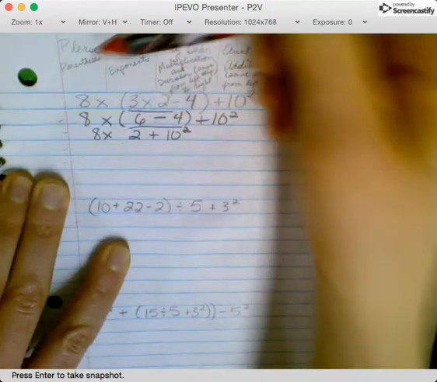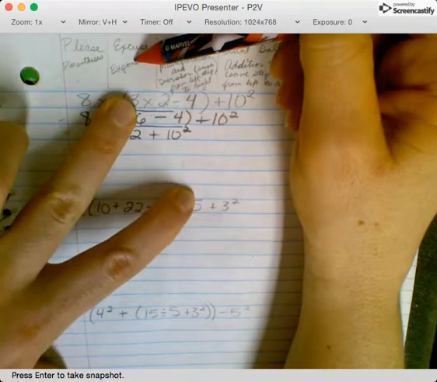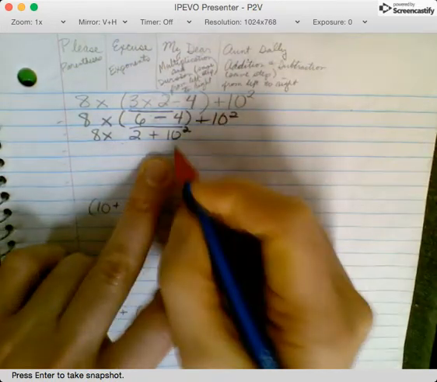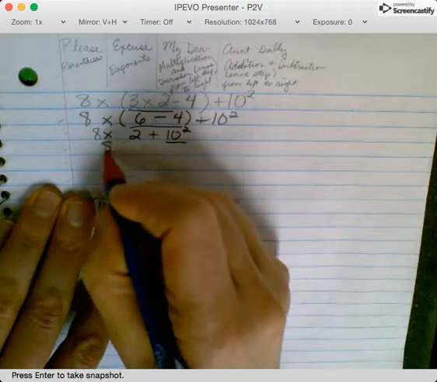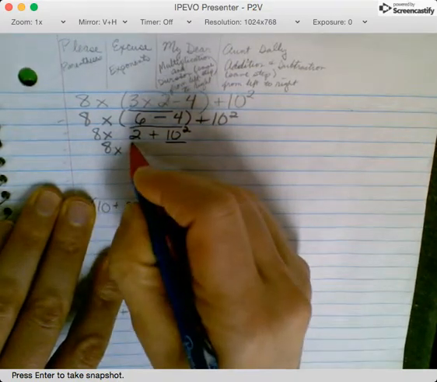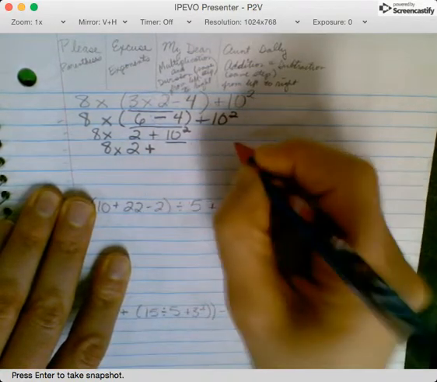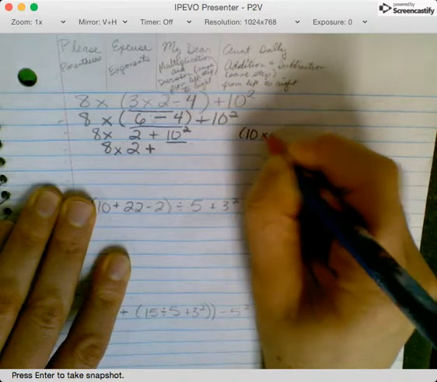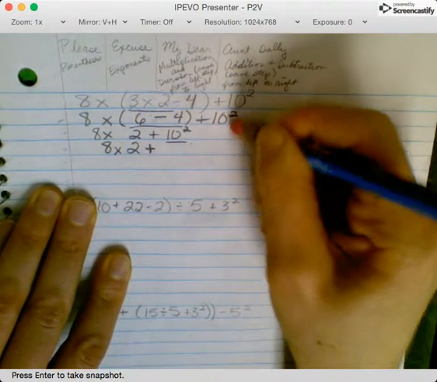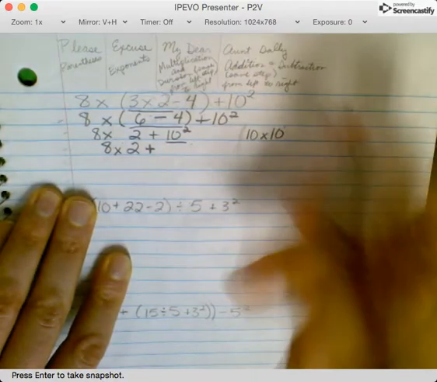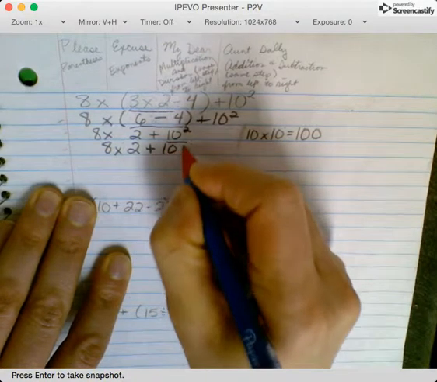Now I look at my acronym again. So I've done please, which is parentheses. Now I look for exponents. And I have an exponent here, so that would be the next part that I do. I'm going to leave the rest of it the same. 8 times 2 plus, and then 10 squared is the same thing as 10 times 10. Okay, which 10 times 10 is equal to 100. So I replace that with 100.